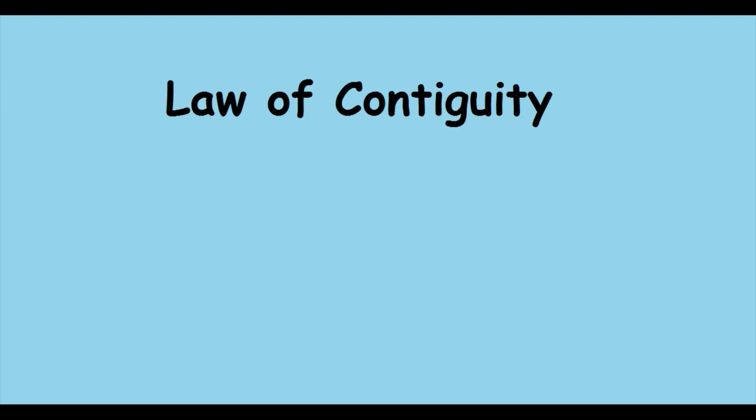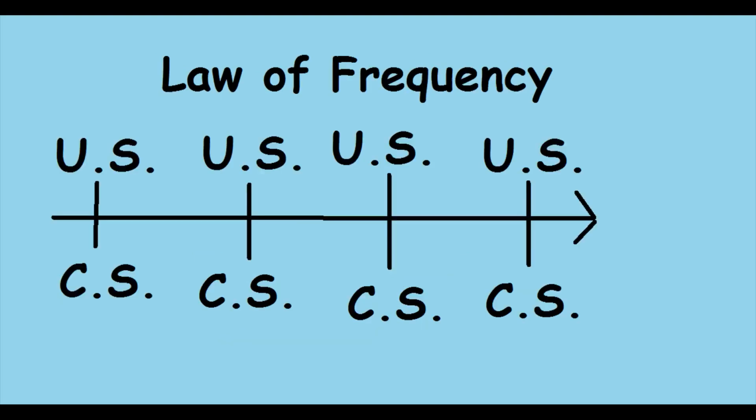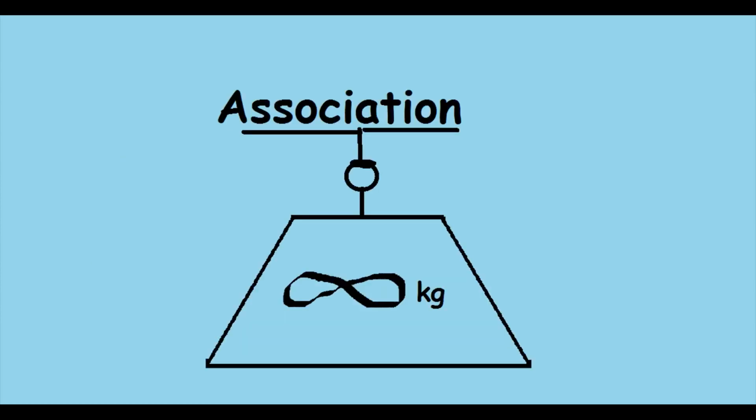However, there are two conditions that determine the strength of an association, or even if an association will form at all: the law of contiguity and the law of frequency. The law of contiguity means that the unconditioned stimulus and the conditioned stimulus must be presented at the same time, together, with as little interference as possible. The law of frequency means that the unconditioned stimulus and the conditioned stimulus must be presented at regular intervals and quite often. These two conditions determine the strength of the association.